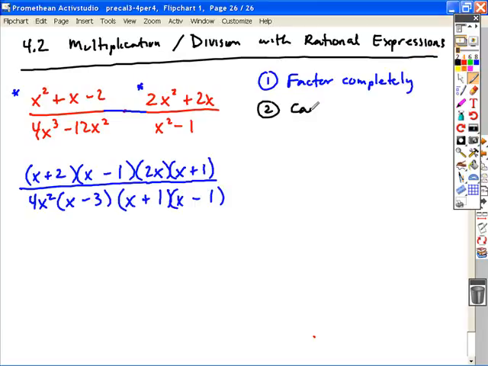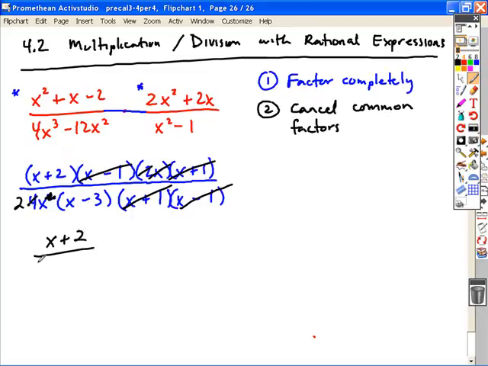Step 2 is to cancel any common factors. And so here as you go through, there's no x plus 2's, x minus 1's can cancel. This 2 cancels with the 4, leaving a 2. This x cancels with one of these x's, leaving an x. And the x plus 1's can cancel as well. So this allows you to rewrite your solution, or simplified form. You have an x plus 2 in the numerator. That's the only factor. And in the denominator, you have a 2, and you have an x, and you have an x minus 3.